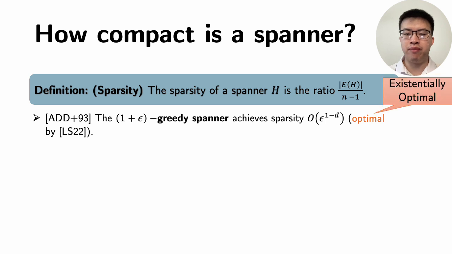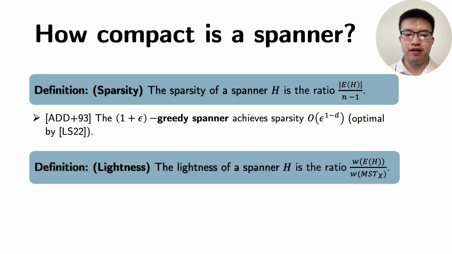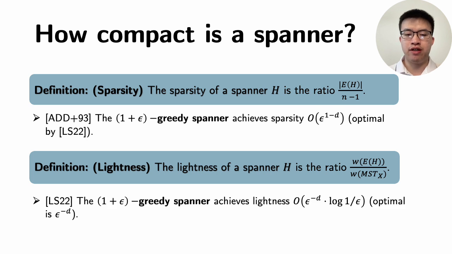Here by optimal, we mean existentially optimal, and the definition of existentially optimal will be given later. The second benchmark is the lightness of a spanner. The lightness of the spanner is the total weight of all edges in the spanner over the weight of the minimum spanning tree. In the same paper, Lee and Solomon proved that the 1 plus epsilon greedy spanner also achieves lightness epsilon to the minus d times log 1 over epsilon. And they also show that the optimal value is epsilon to the minus d.